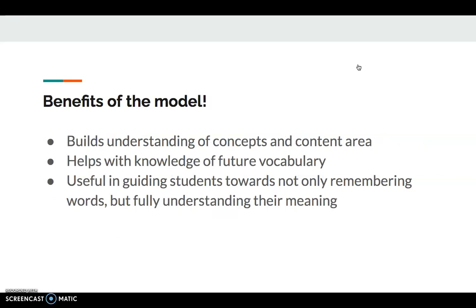Benefits of the model are that it builds understanding of the concept and content area. It helps with knowledge of future vocabulary, and it is useful in guiding students towards not only remembering words, but fully understanding their meaning. This goes back to what I said earlier about not just a surface level, but that they are truly understanding where the word came from, what all of the roots mean, and when to use it. So that is all that I have.